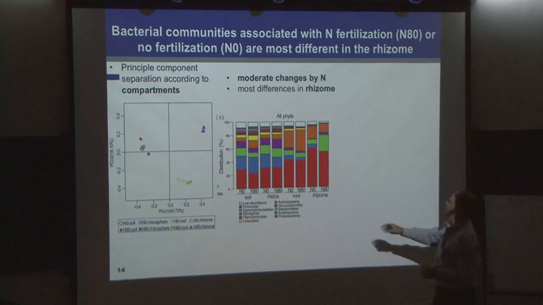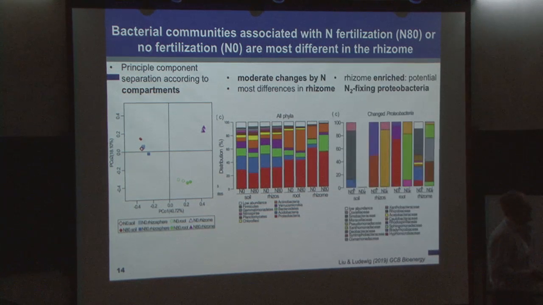Most differences seem to be here in the rhizome. And this we analyzed a little bit more in detail, and for example looked at those phyla and families that are suggested to be nitrogen fixing or may contain nitrogen-fixing bacteria in them. And when you look in soil, rhizosphere, root and rhizome, yes, in the rhizome there are some potential nitrogen-fixing bacteria enriched, proteobacteria enriched. So this seems to be interesting and would suggest that maybe the rhizome is a compartment for nitrogen fixation.